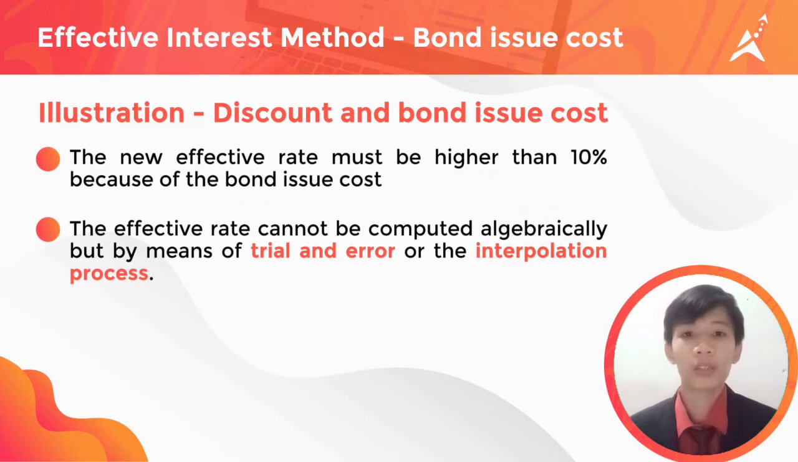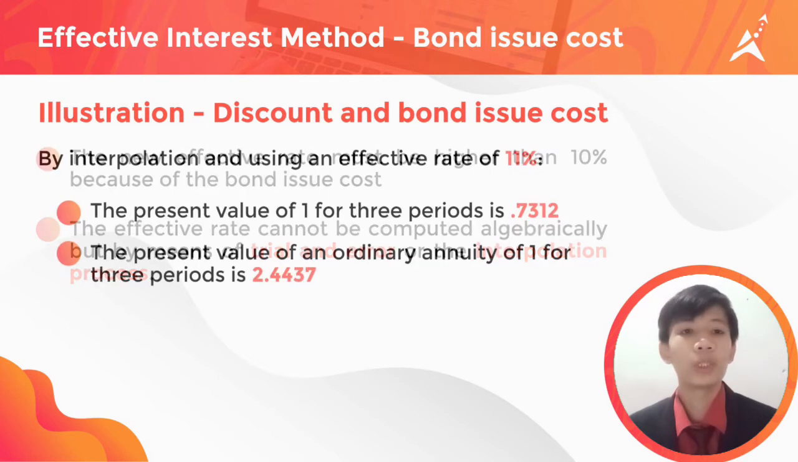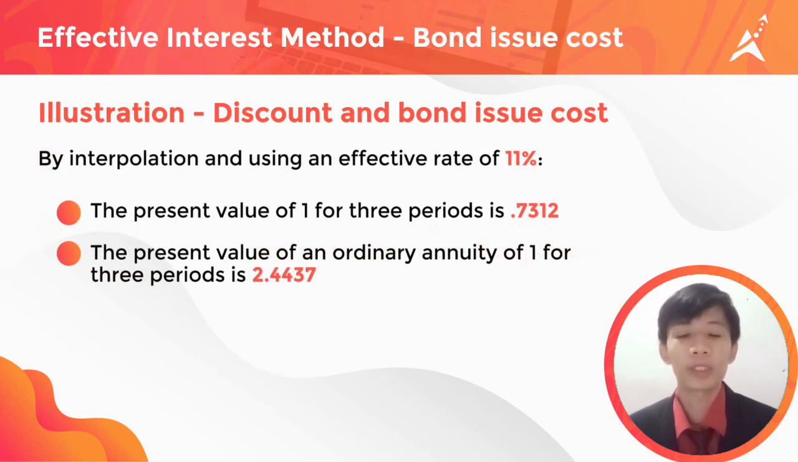And now we have to find an effective rate that will result to a present value of bonds payable equal to the net proceeds that we have computed in the previous slide, which amounted to 9,511,330 pesos. And accordingly, the effective rate cannot be computed algebraically, but we can acquire it by means of trial and error or the interpolation process. And since the new effective rate should be higher than 10%, we will try to use the effective rate of 11%.